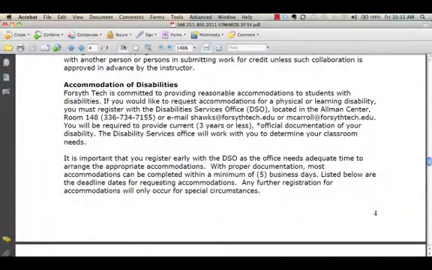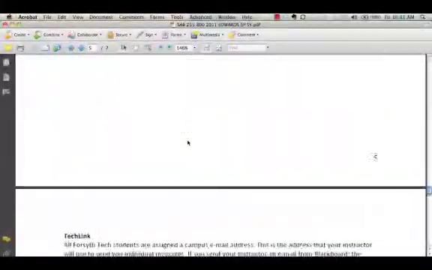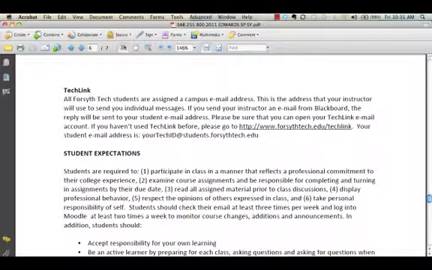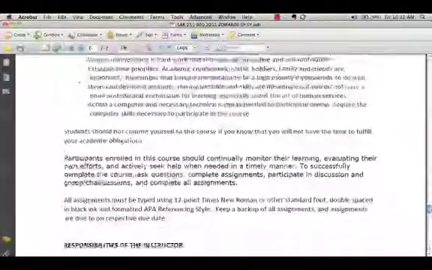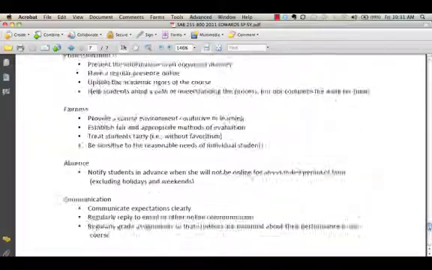ADA policy or accommodation of disabilities, please make sure to read those statements if any of these circumstances apply to you. TechLink, of course, we will be using TechLink email for this course. Please make sure that you have access to your specific TechLink email. And take time to go through the remaining bits of the syllabus. Again, if you have any questions about the syllabus, let me know, and I will be happy to help.